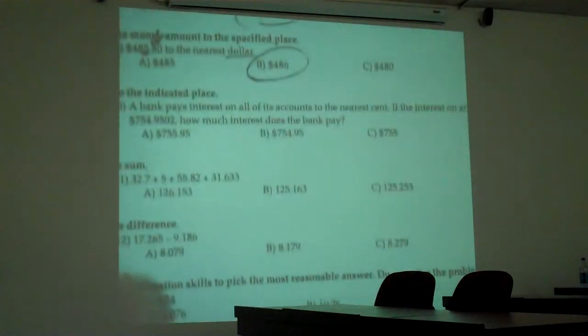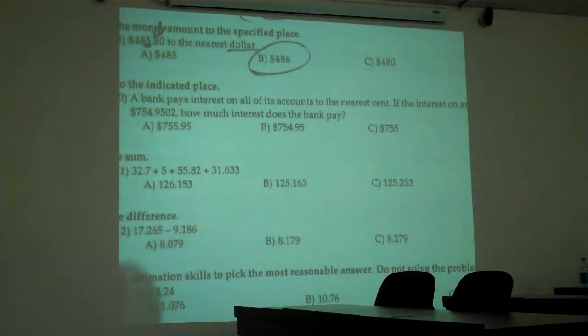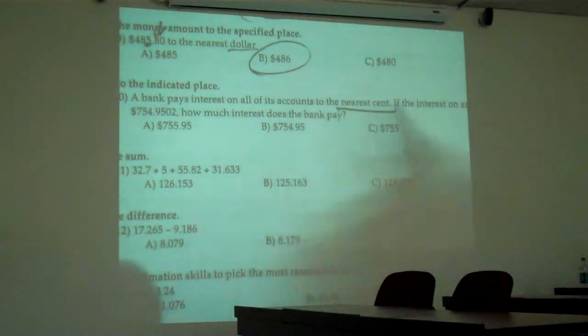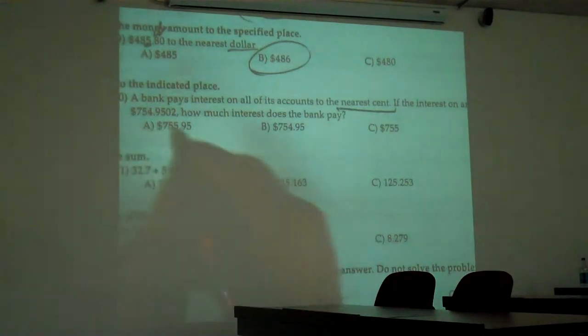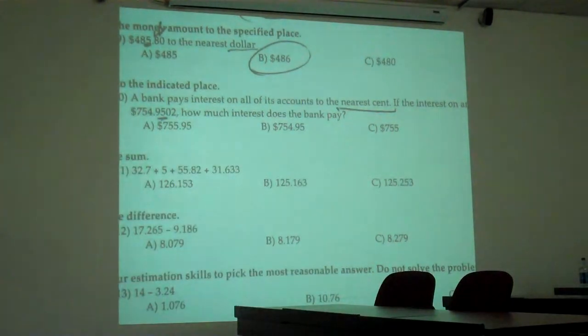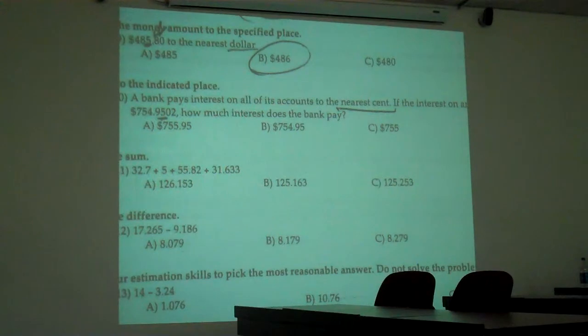Okay, 10. A bank pays interest on all of its accounts to the nearest cent. If the interest on the account is this much money, how much does the bank pay? The nearest cent is where the 5 is, right? There's a 0 after it, so just round it to 95 cents. So 754.95.